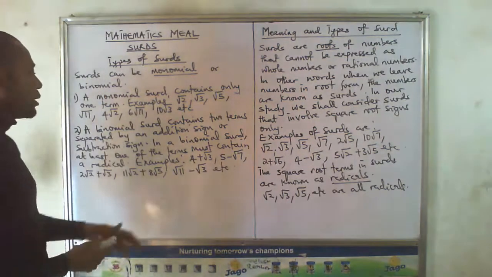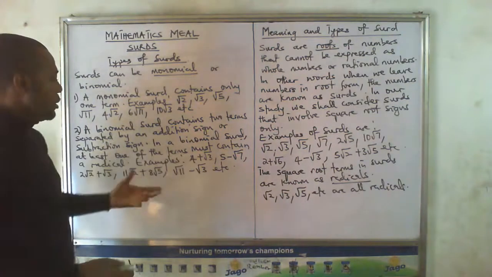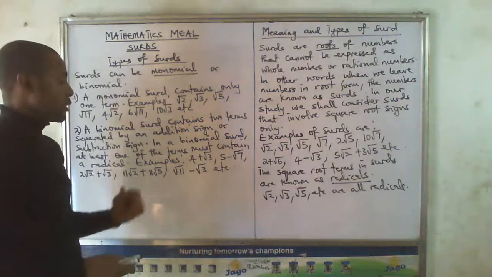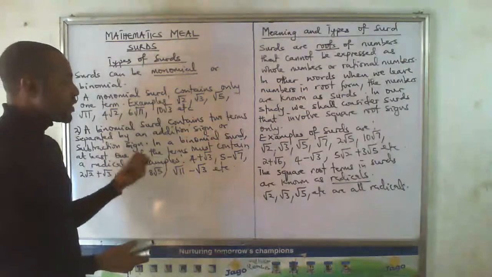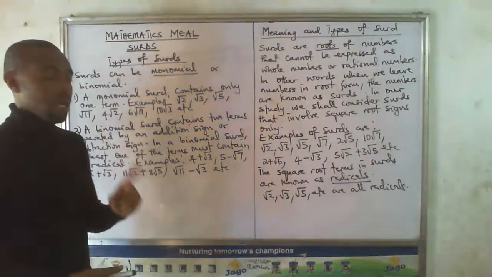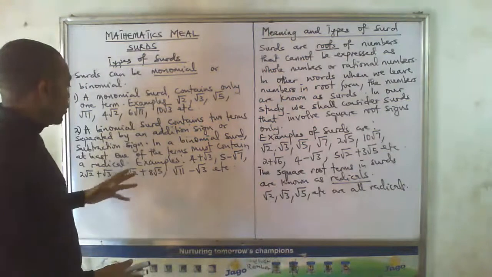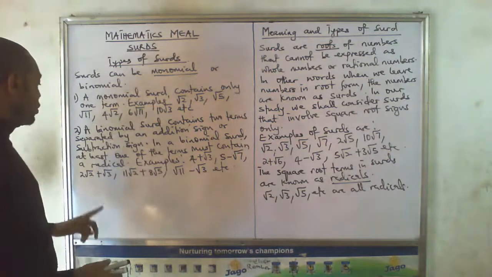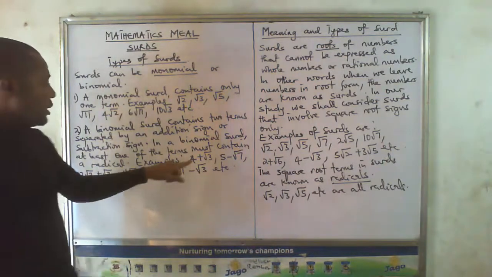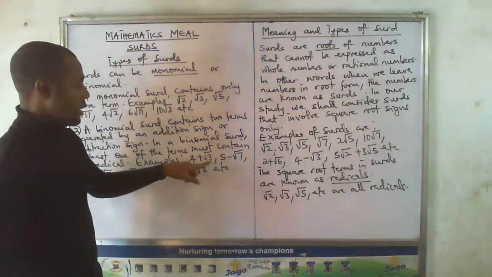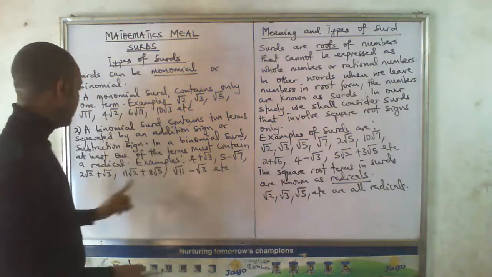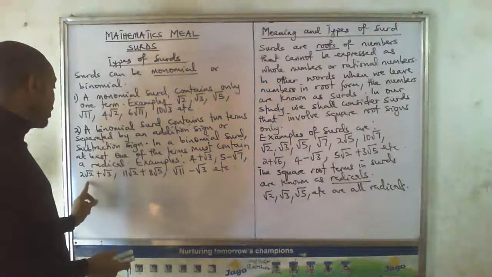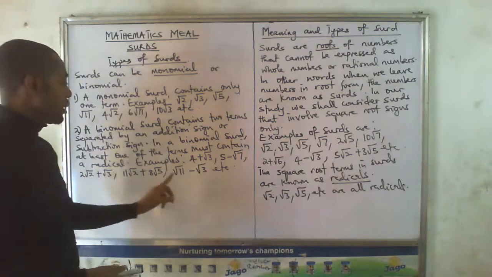Now you look at this. Binomial. We say they contain two terms separated by either an addition sign or subtraction sign. Then we also say that at least one of the terms must have what? A radical. One of the terms must contain a radical. So if we look at this, there is a radical here. There is a radical here. At least, that means both terms can still contain what? Radical. So here we have radical and radical. Here radical and radical. Here radical and radical.